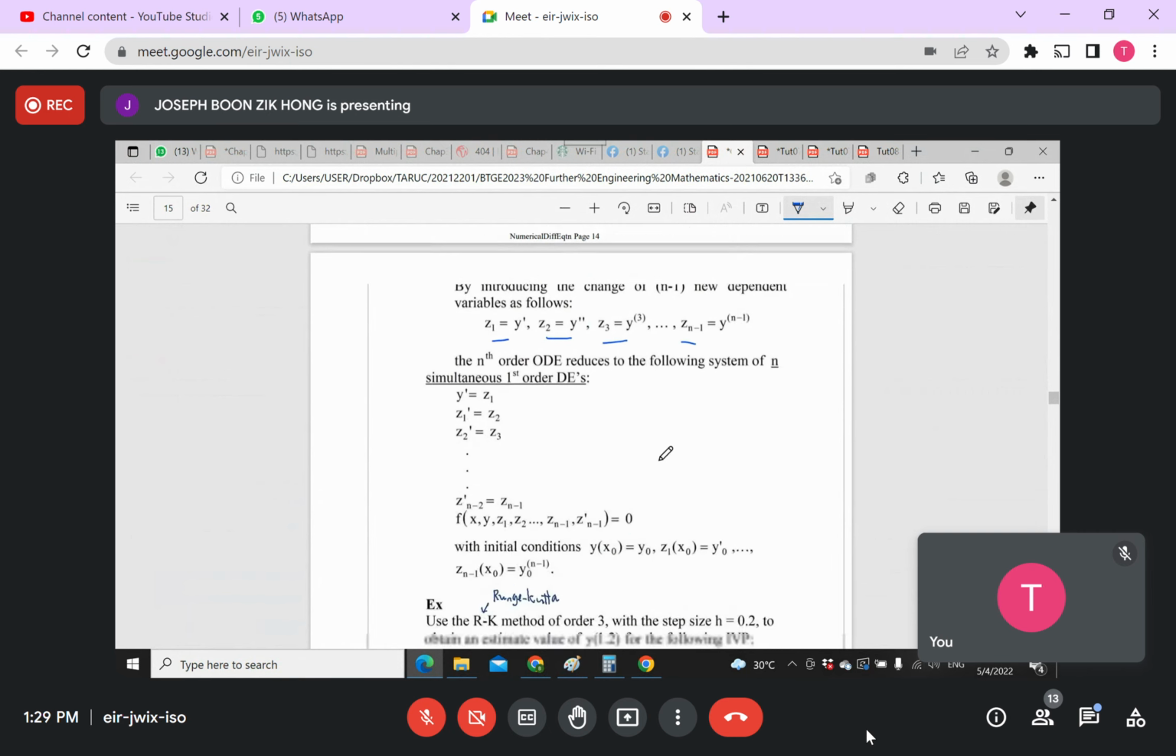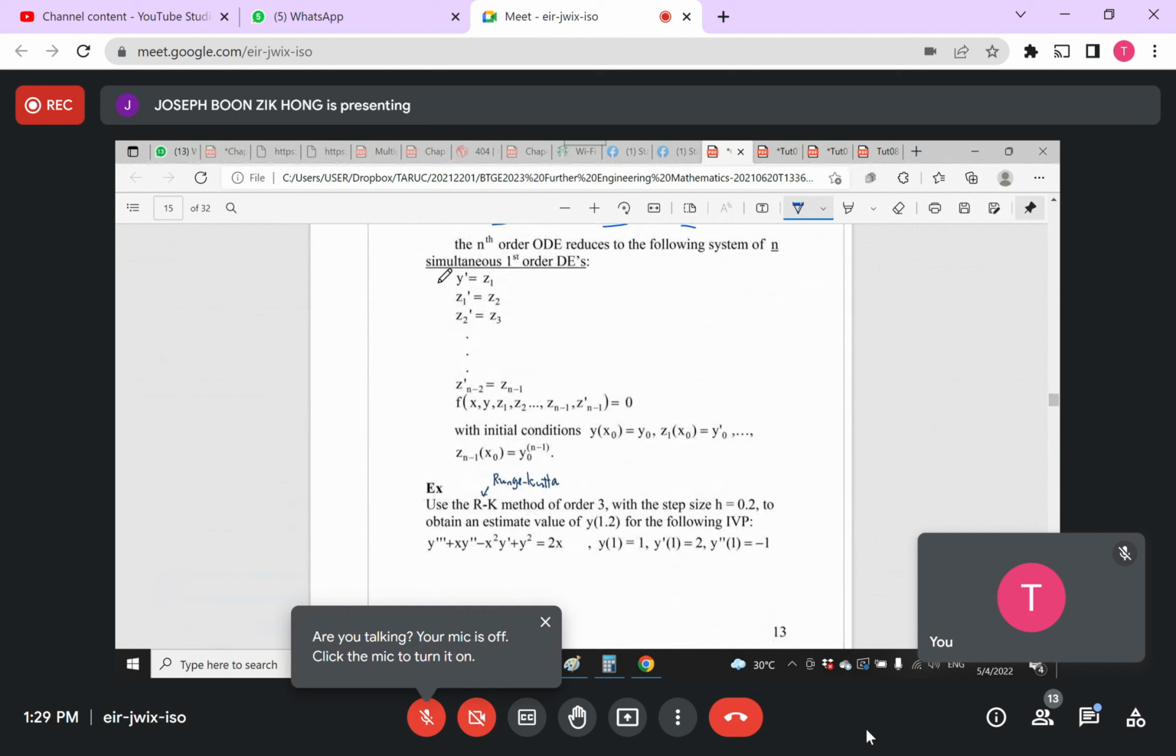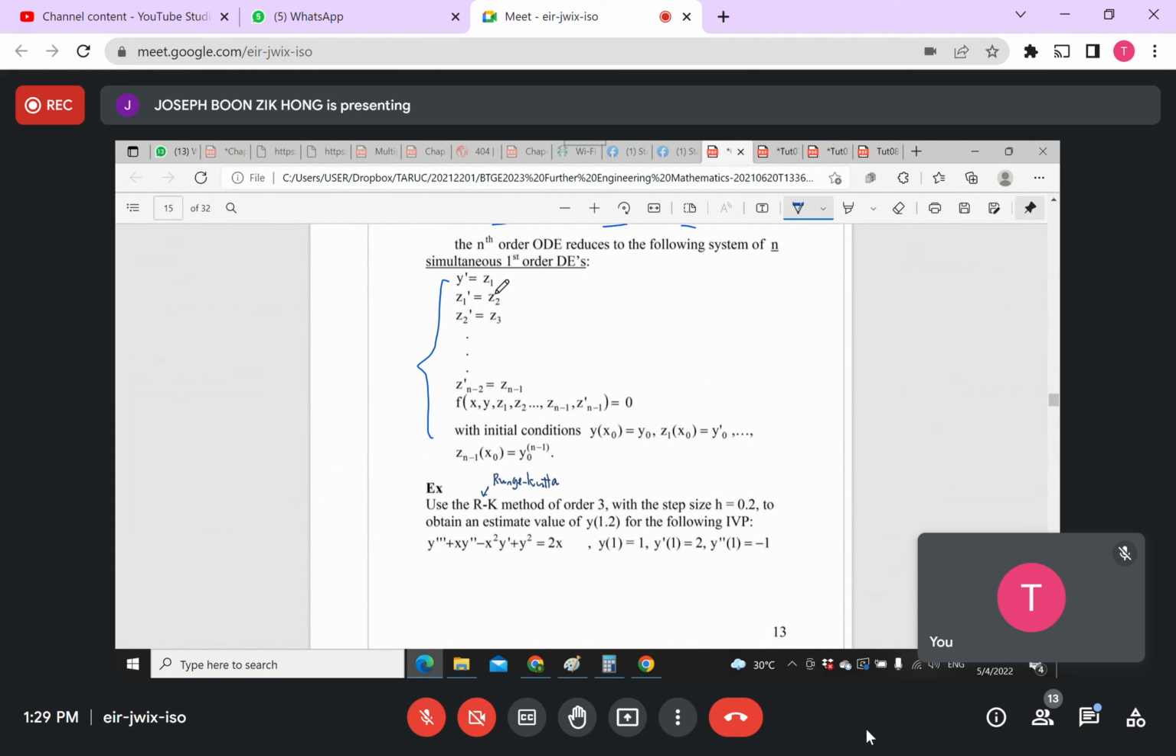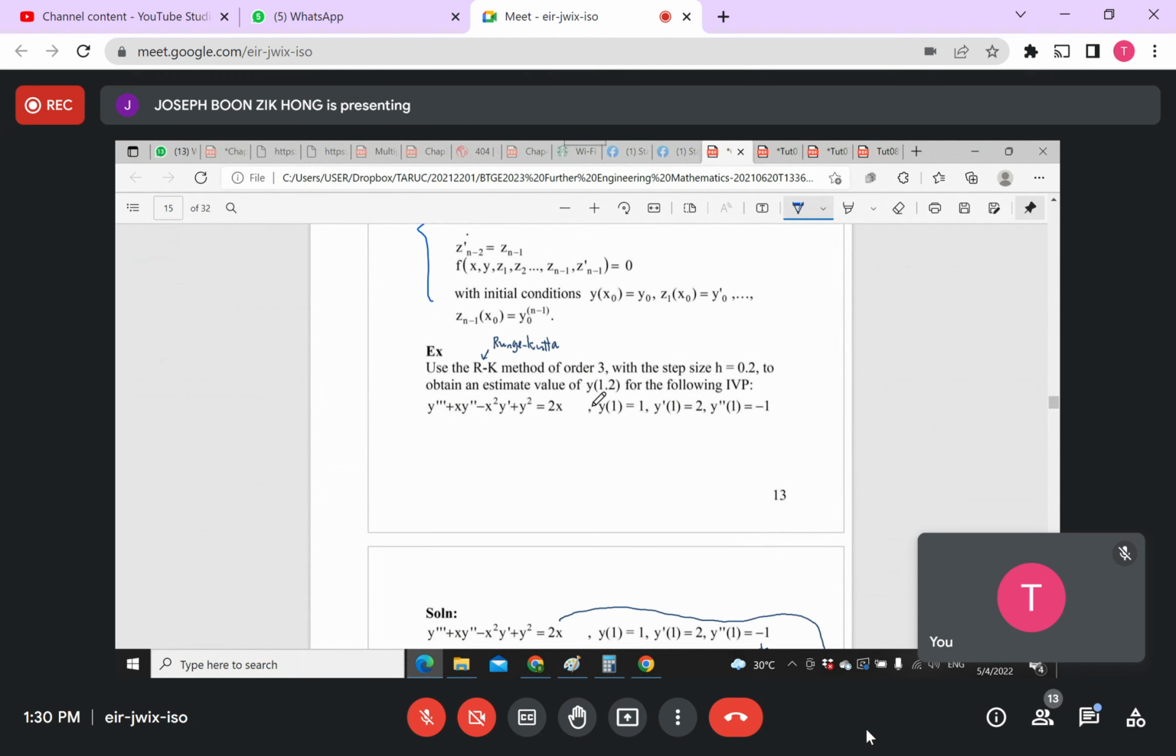Okay, so now we have a look at it. Basically, this is the idea. Y prime will be Z1, Z1 prime will be Z2. So that means now you will have less order, but with more variables. Okay, just one order less, but with one more variable, because now you see Z1 prime will become Z2, Z2 prime will become Z3. So you will have less order. Okay, so now we'll have a look.